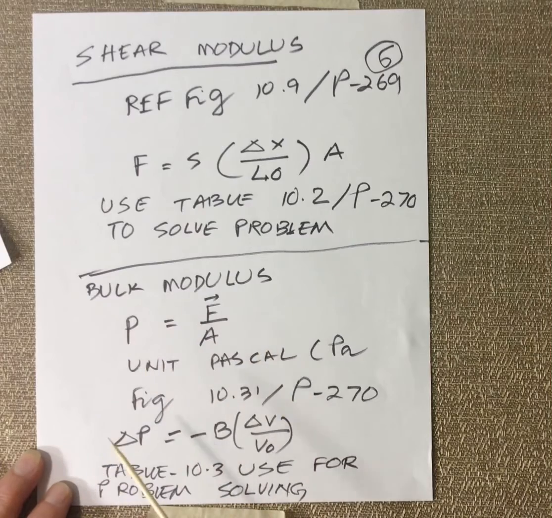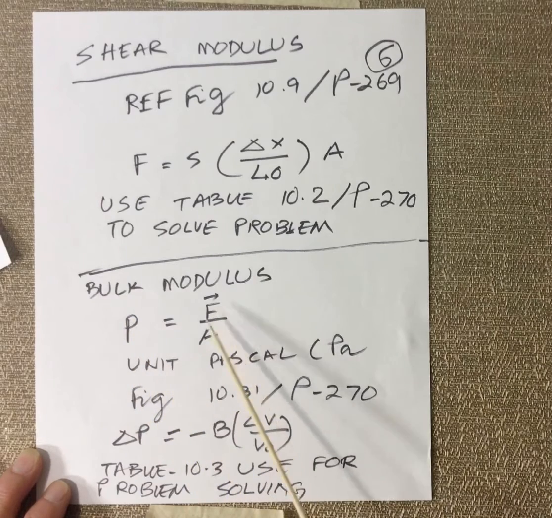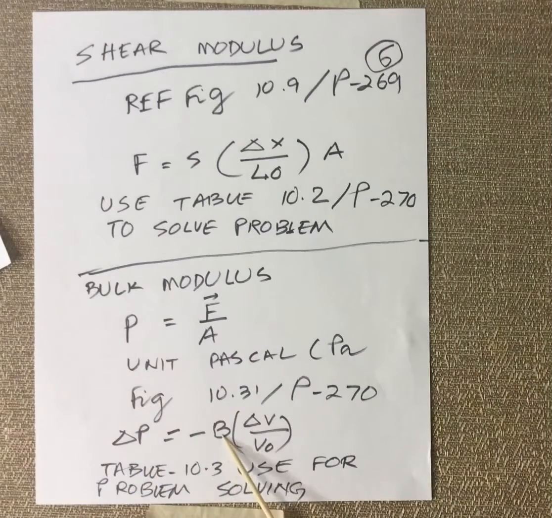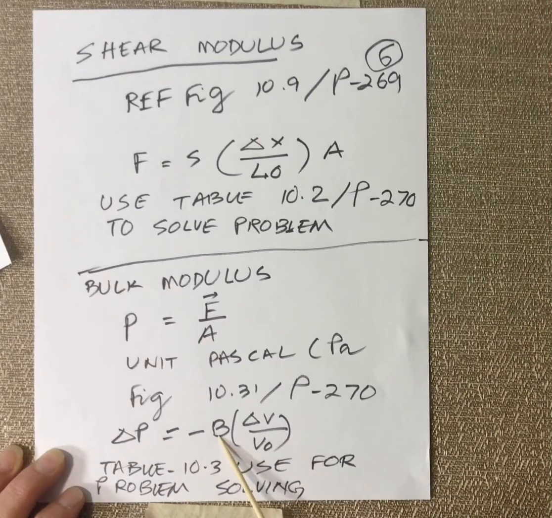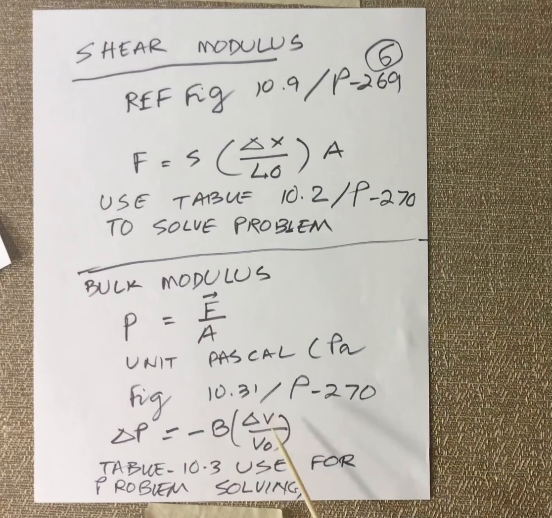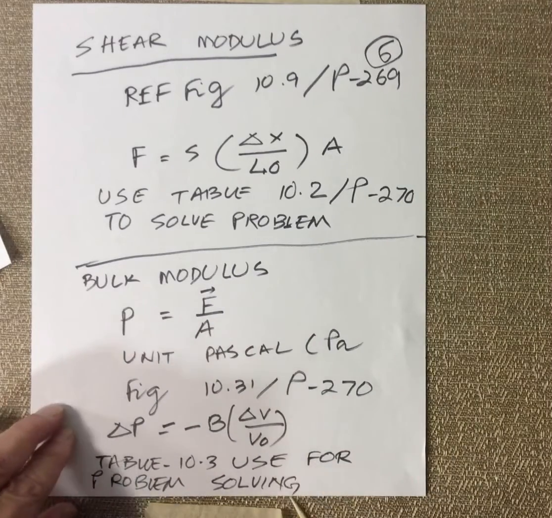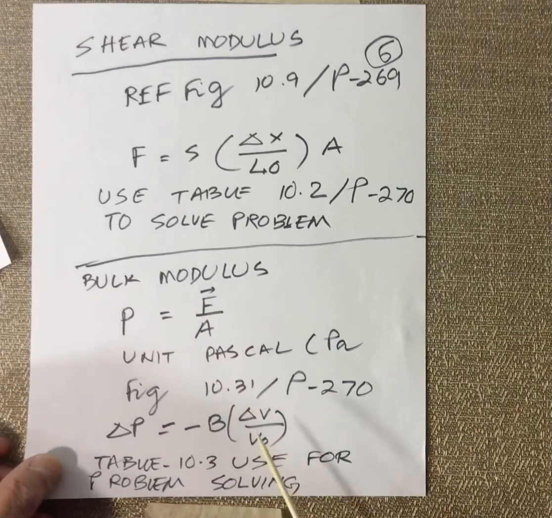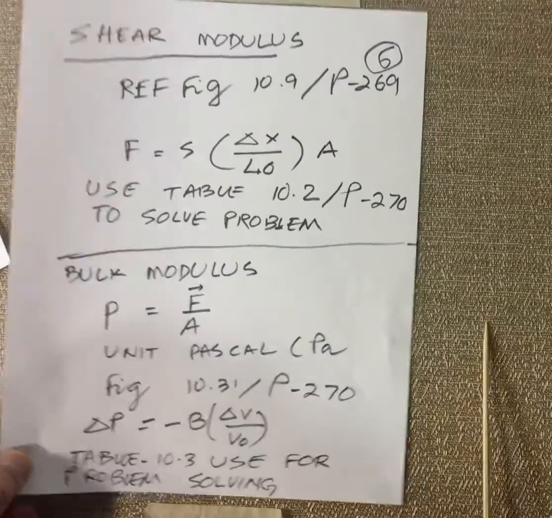And bulk modulus deals with pressure. Now look at P equals F over A, where P is measured in Pascal, and the bulk modulus is delta P, the change in pressure, equals negative B, which is the bulk modulus constant, times delta V over V0. So delta V is change in velocity and V0 is initial volume. I'm sorry, not change in velocity. It is change in volume, delta V divided by V0, which is your initial volume.